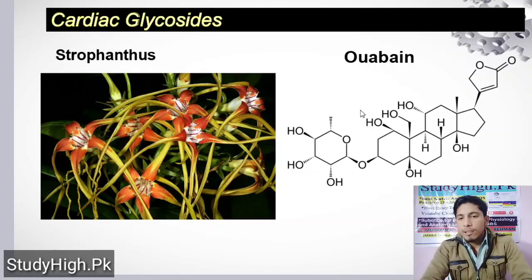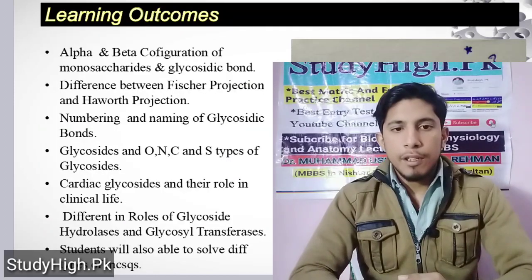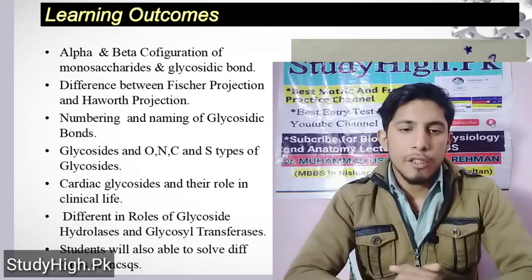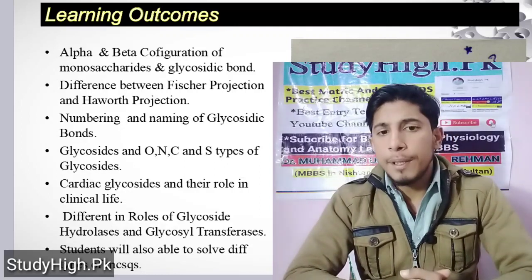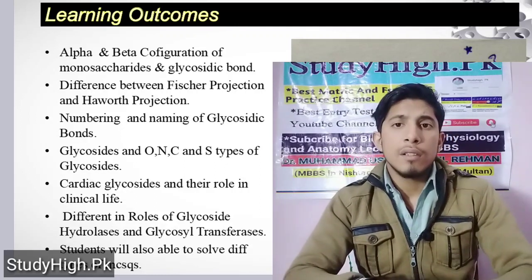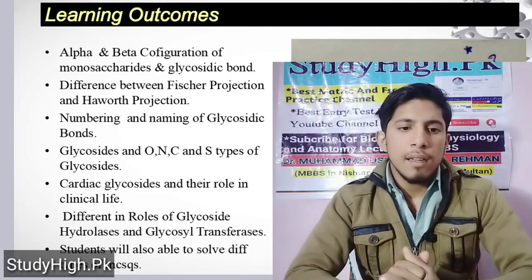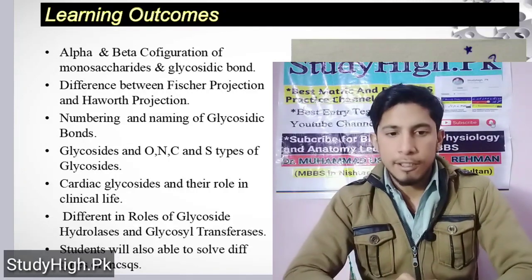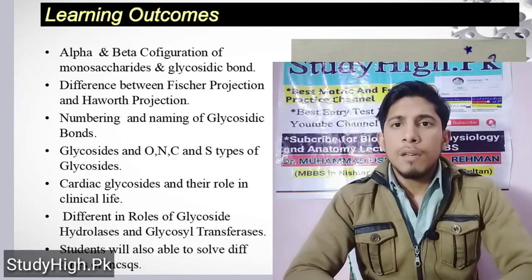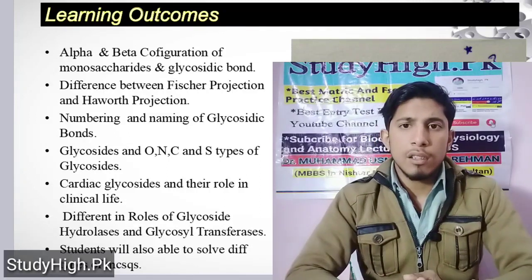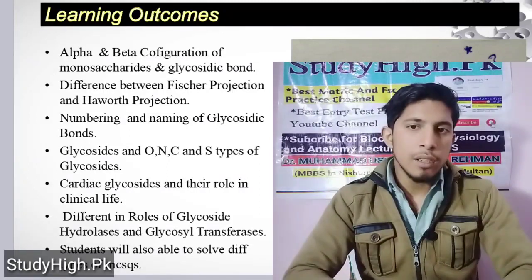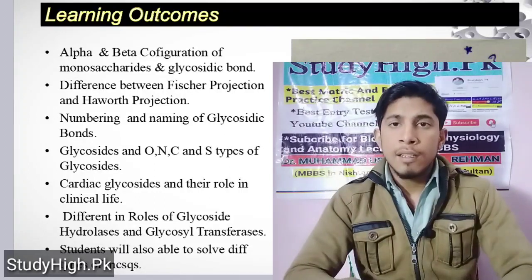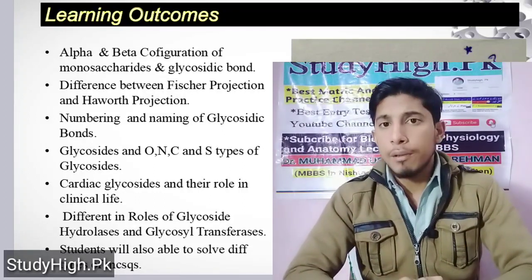So this is the basic structure of ouabain from strophanthus, the sugar connected to the steroid nucleus through an O-glycosidic bond. What we have studied during this lecture is the alpha beta confusion of monosaccharides, glycosidic bond naming and differentiation, different naming and numbering of glycosidic bonds, as well as cardiac glycosides that affect the human heart, and their examples. So this is our third lecture. In the next lecture we will discuss disaccharide diseases, their sources, their different types of diseases related to them, how you can diagnose them, etc.